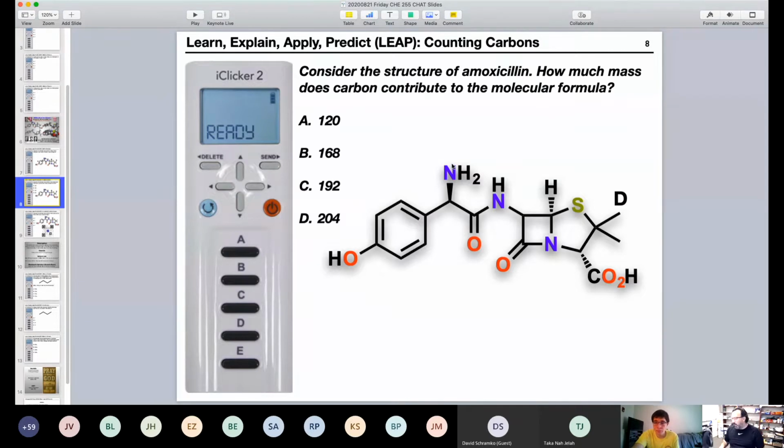So you might need to break out a pencil or calculator at this point. Consider the structure of amoxicillin shown. How much mass does carbon contribute to the molecular formula?